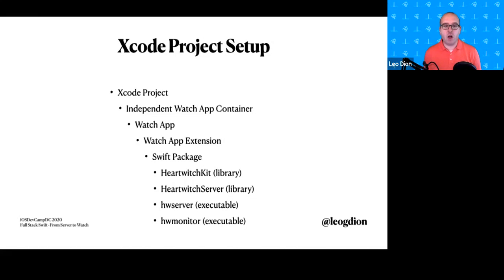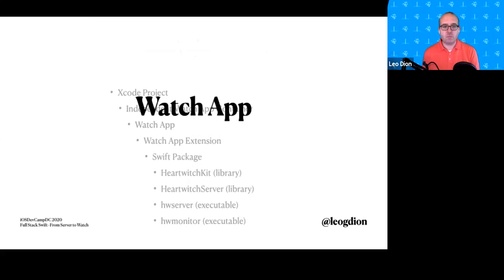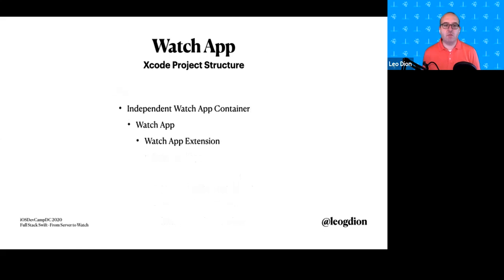So let's first start off by talking about the front end. Let's start off with the watch. How is this watch app actually structured within our application? If we look here, we're specifically talking about the three components: the independent watch app container, the watch app, and the watch app extension. And there's certain things we have to do in order to get this to work that's different from how most watch apps are done, since we don't have an iPhone app component here.